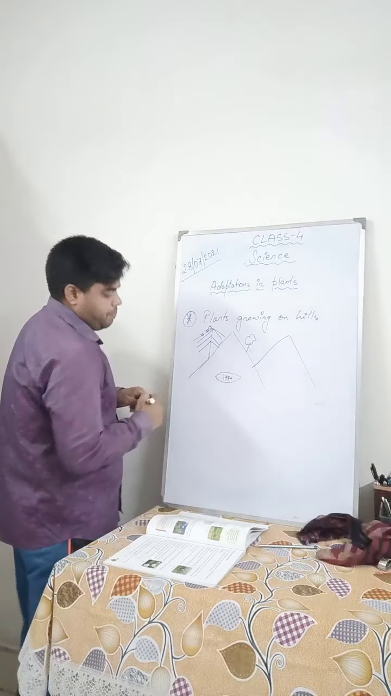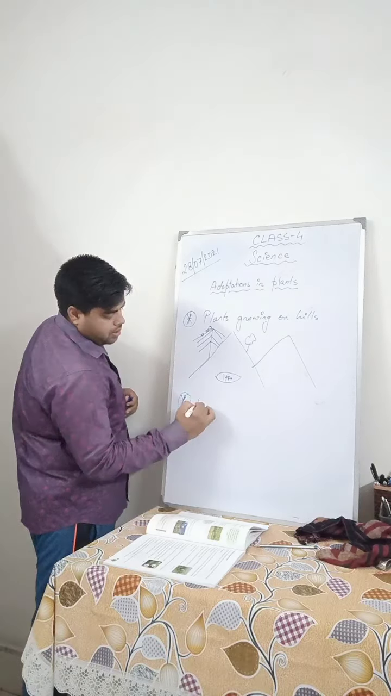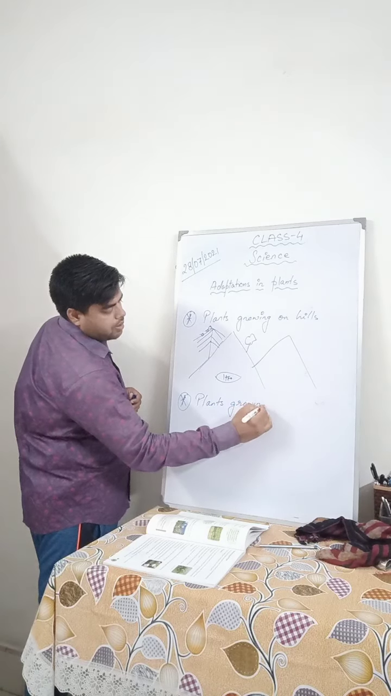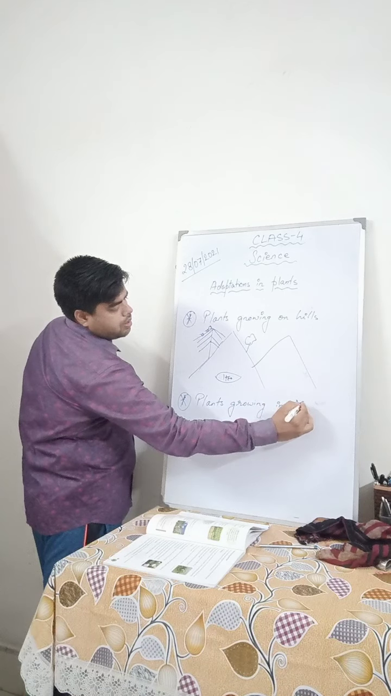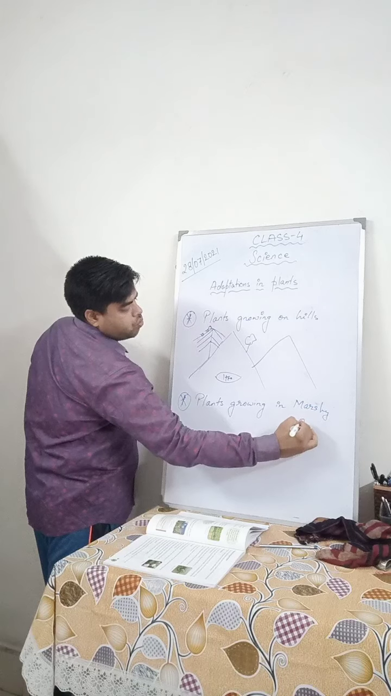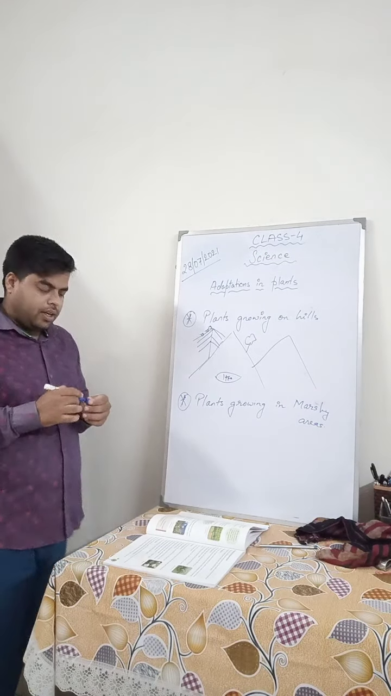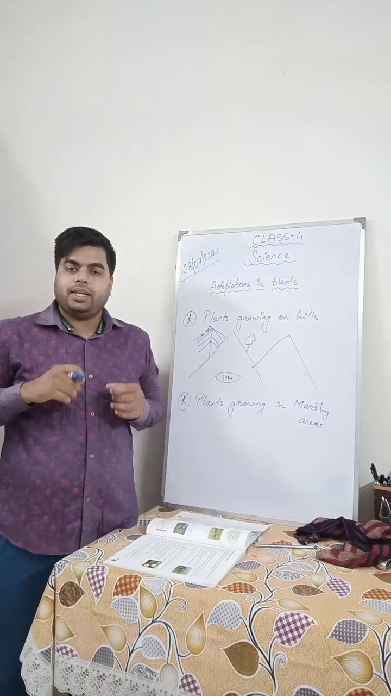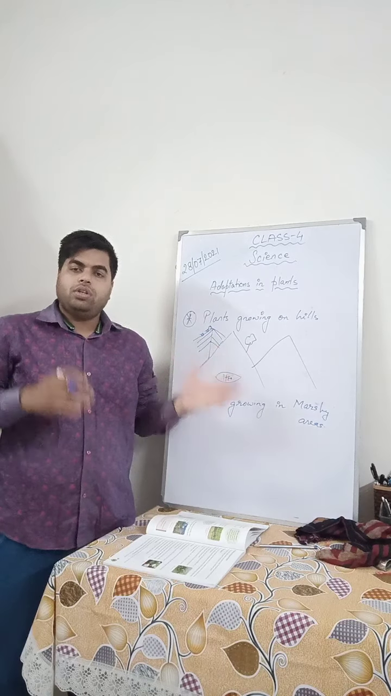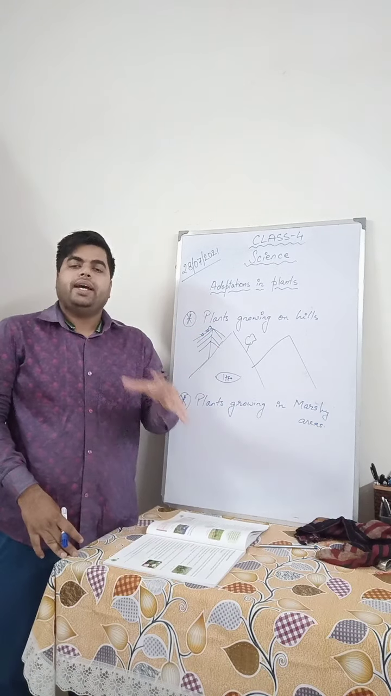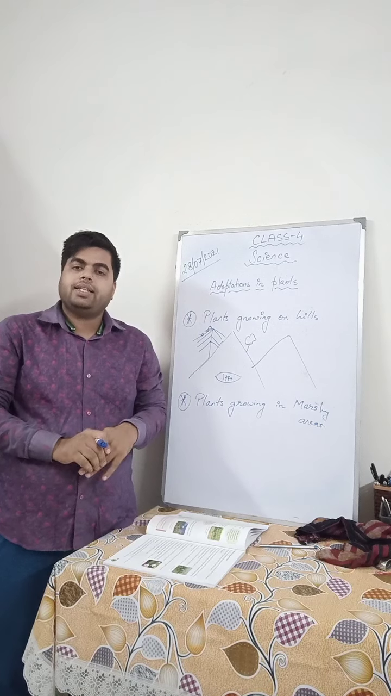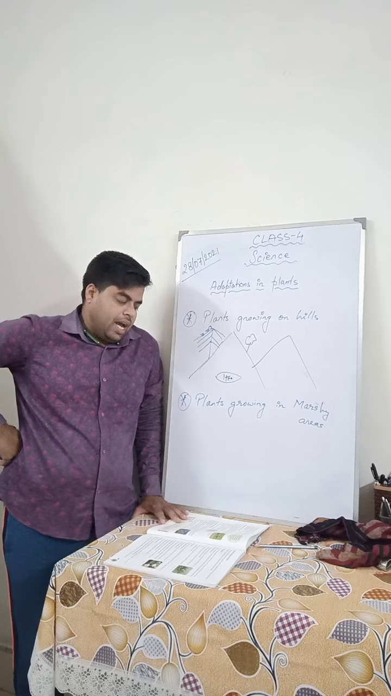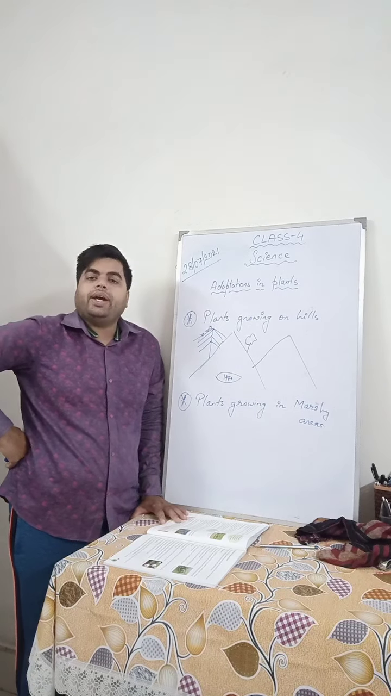The next is plants growing in marshy areas. Marshy areas means wetland, an area that always has water in it. So what type of adaptation, what type of changes can you see in those plants which grow in the marshy areas, the area that is filled with water all the time. Marshy areas, which are also known as swamps, are areas of lowland that are always wet.